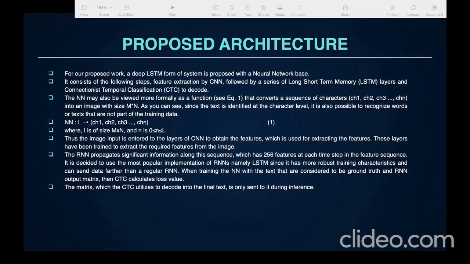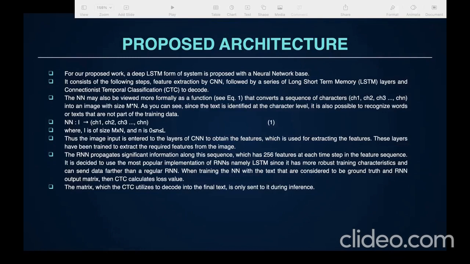Now, coming to the proposed architecture, it consists of the following steps, beginning with feature extraction by CNN, followed by application of LSTM layers and then the CTC layers to decode. The neural network may also be formally viewed as a function, used in a system through the form of an equation, which converts a sequence of characters into an image of size m cross n. As we can see, in our system the text is identified at character level, and it is also possible to recognize words or text that are not a part of the training data.